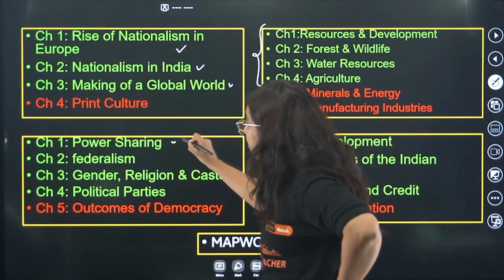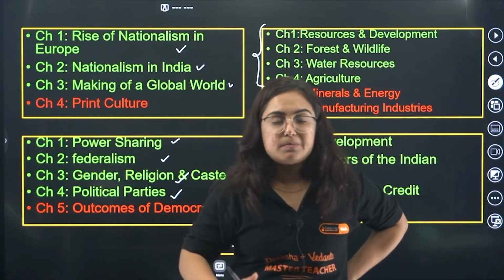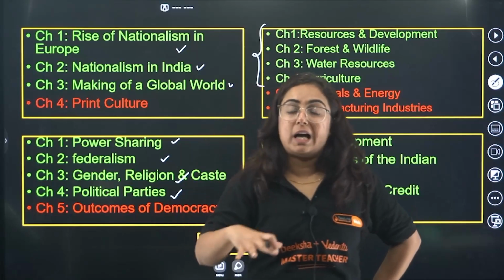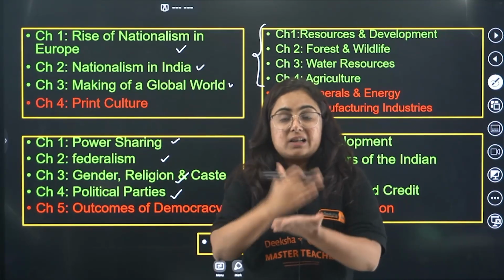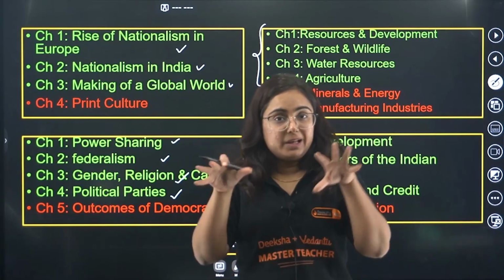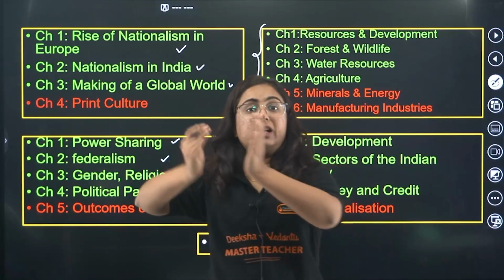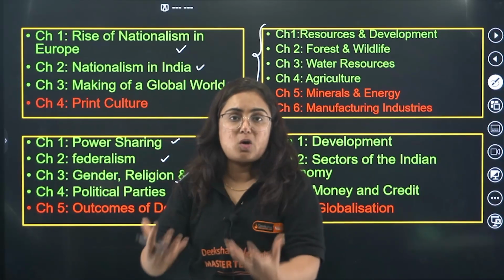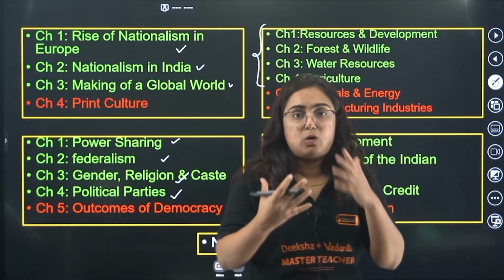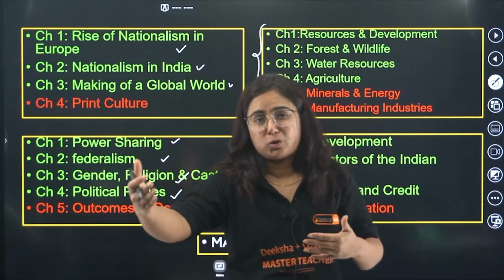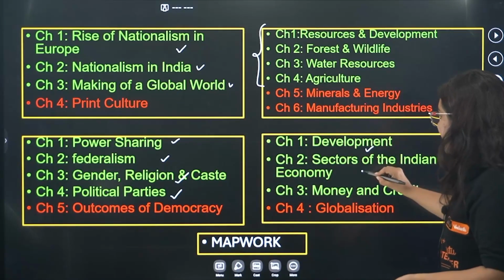Coming to civics, power sharing, federalism, gender, religion and caste, and political parties. If you feel, ma'am, this many chapters, yes, beta, most schools do that. And they just fool you with the half yearly syllabus so that you actually read the chapter once. But here the agenda will not be just reading, not be just completing the syllabus, but securing good marks in half yearly, because this boosts your confidence. Sometimes we get demotivated if we do not get good marks, and we also need to talk to our parents after the result comes. And the next one is development, sectors, money and credit.